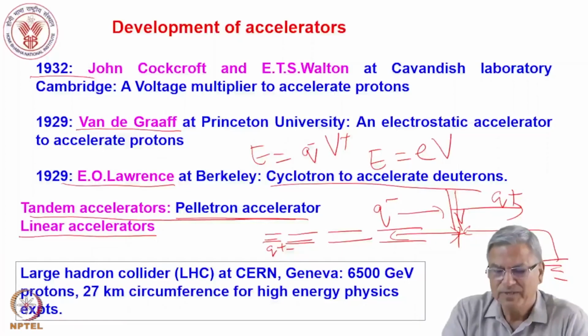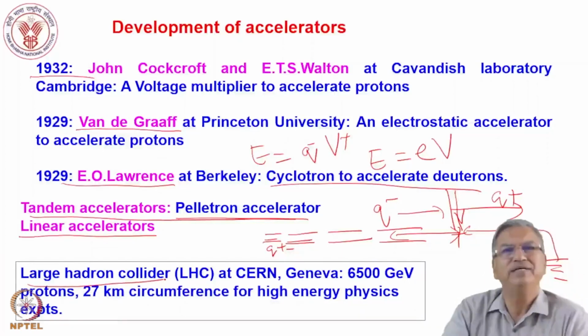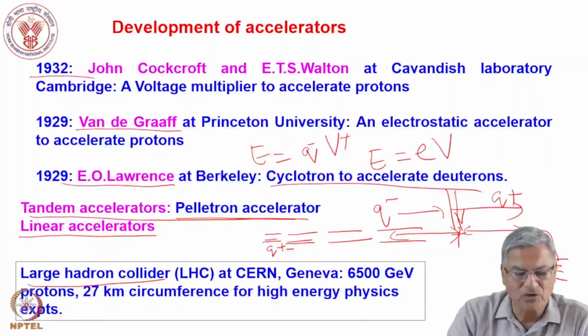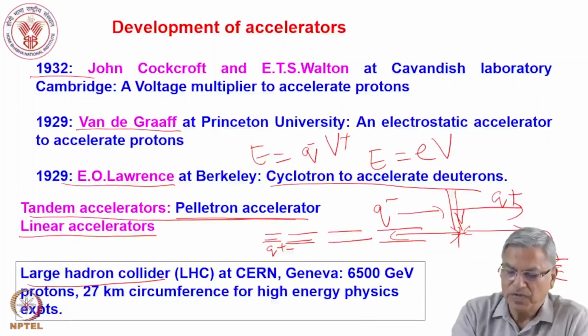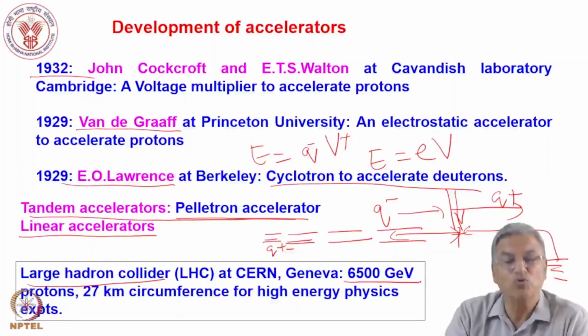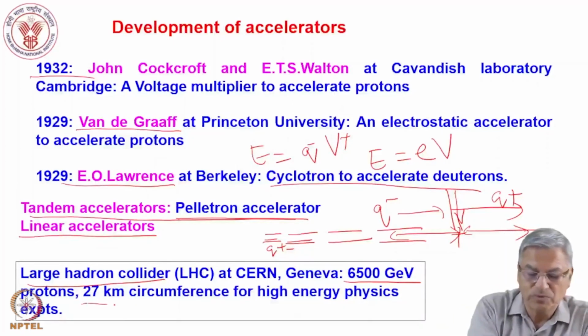Some of the accelerators are a few kilometers in length. In fact, the highest energy accelerator in the world today is at CERN, Geneva, called the Large Hadron Collider, LHC, which gives 6,500 giga electron volt protons. It is an accelerator having a circumference of 27 kilometers.